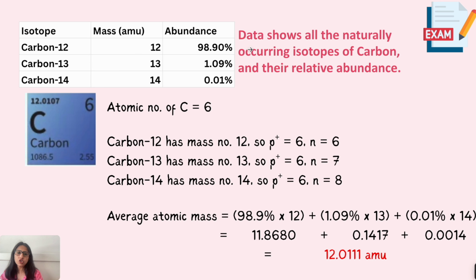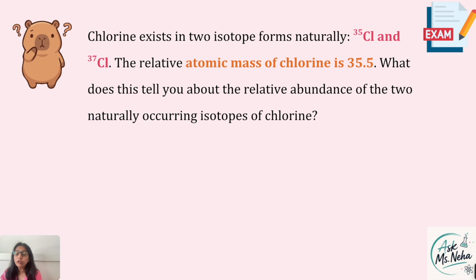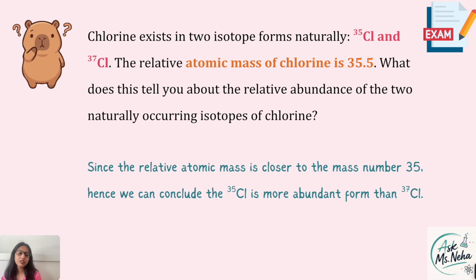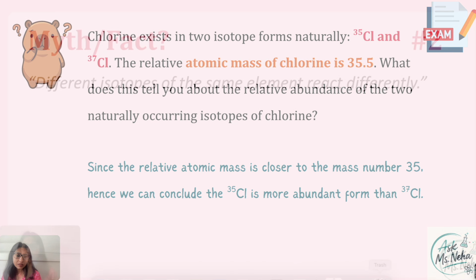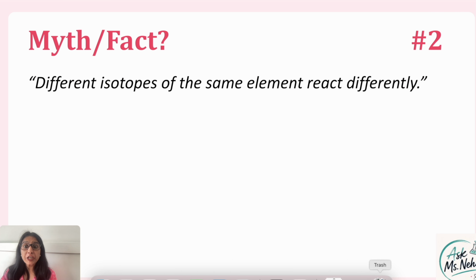Let's apply this analogy to the next question again. Over here, the average atomic mass of chlorine is 35.5. Now this number is closer to chlorine 35 or chlorine 37? Well, clearly it is closer to 35. This tells us chlorine 35 is relatively more abundant than the other isotope chlorine 37. So we are going to say, since atomic mass is closer to mass number 35, hence we conclude chlorine 35 is more abundant.